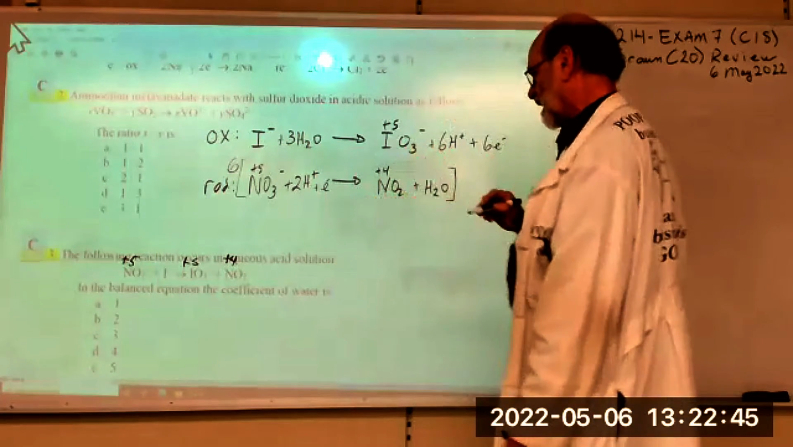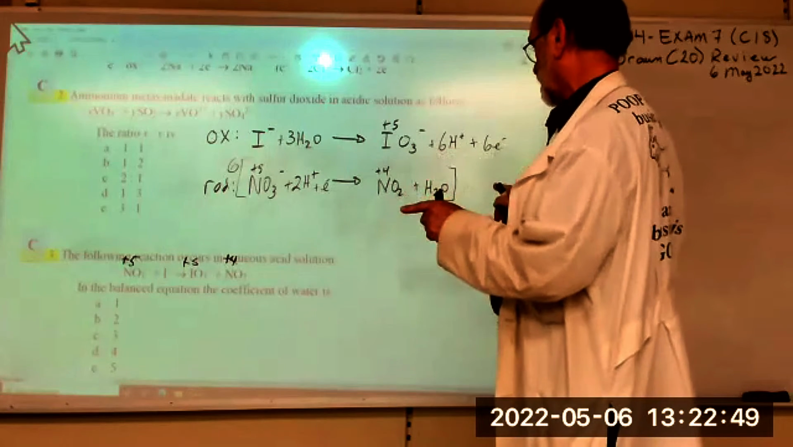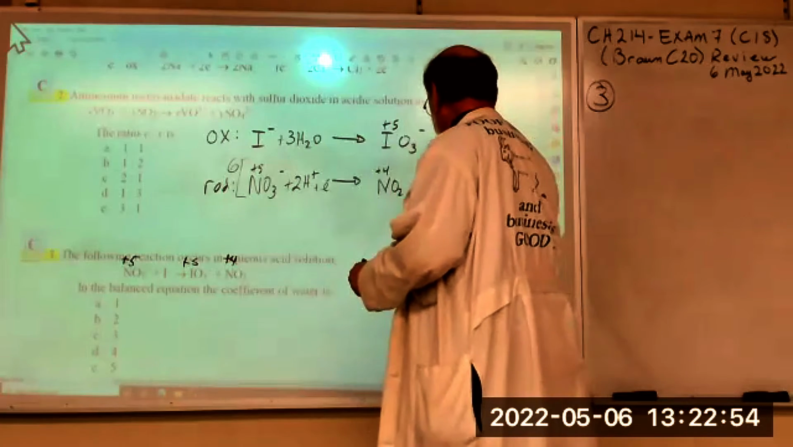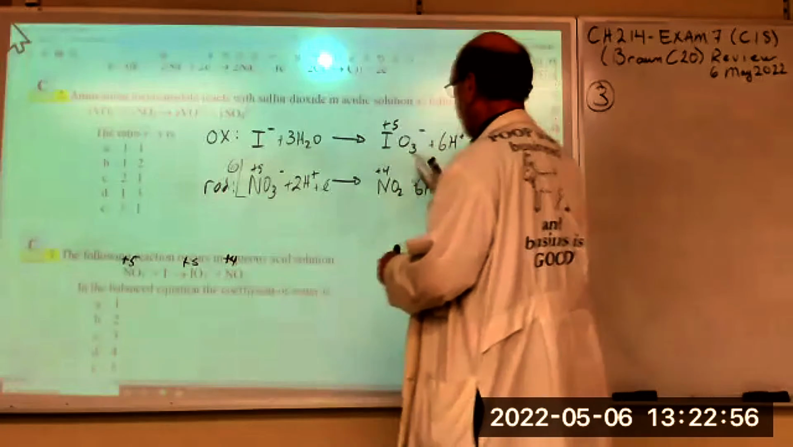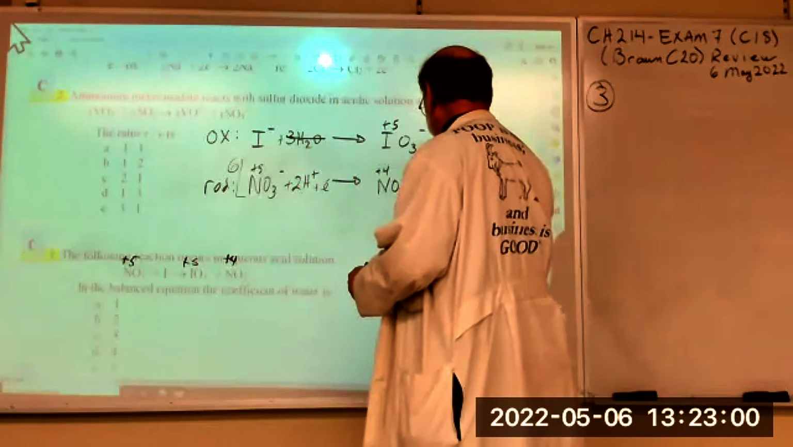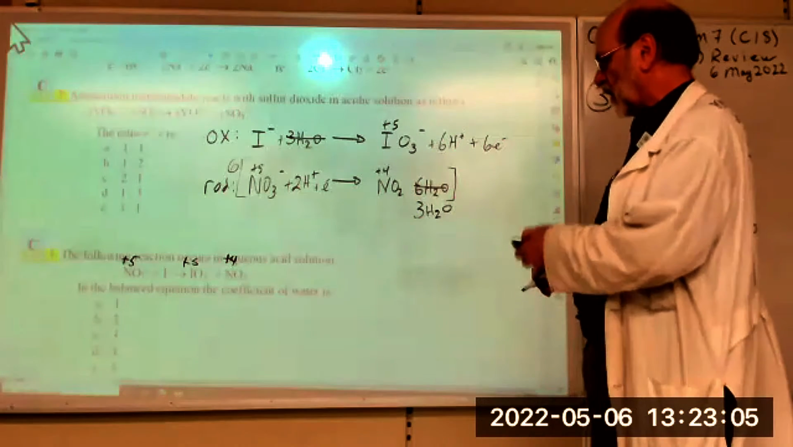Okay. And all it wants to know is the coefficient of water. So 6 times water would be 6 here and 3 there. Those 3 go away. This one becomes 3. So the coefficient should be 3 for water.